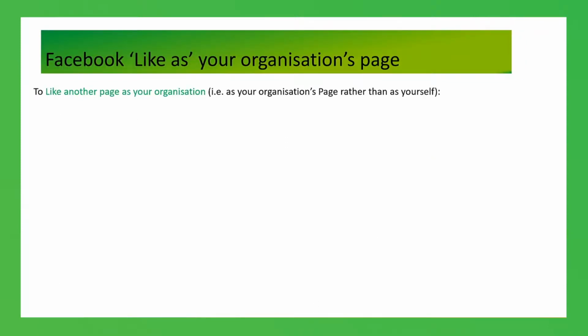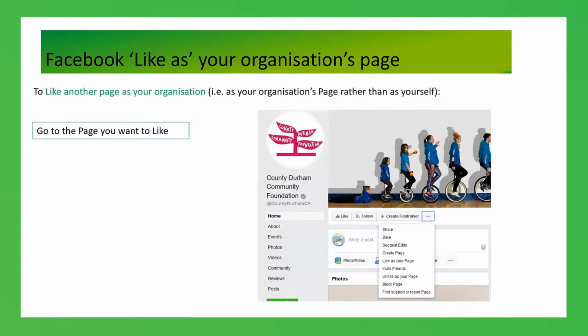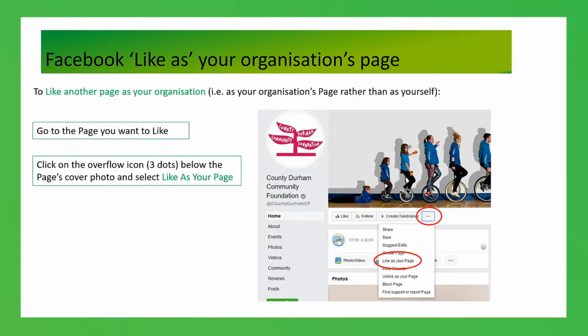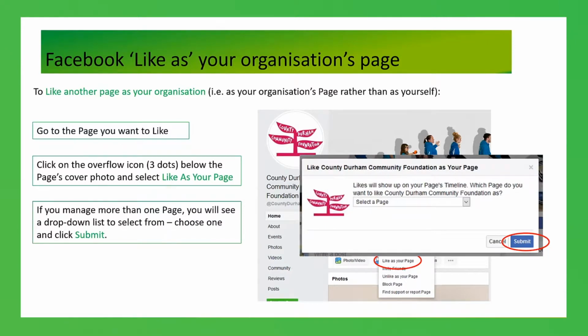So how do we like things on Facebook as the organisation, not as our own personal account, but as our organisation charity name? So to like another page as your organisation, you first of all visit the page that you want your organisation to like. You click on, again, the little overflow icon, the 3 dots, and then we click like as your page. Now, if you manage more than one page, you will see a drop-down list to select from, and from that list, you simply just choose the page you want to like as. So from here, you'd be selecting your charity page name. Then you click Submit.